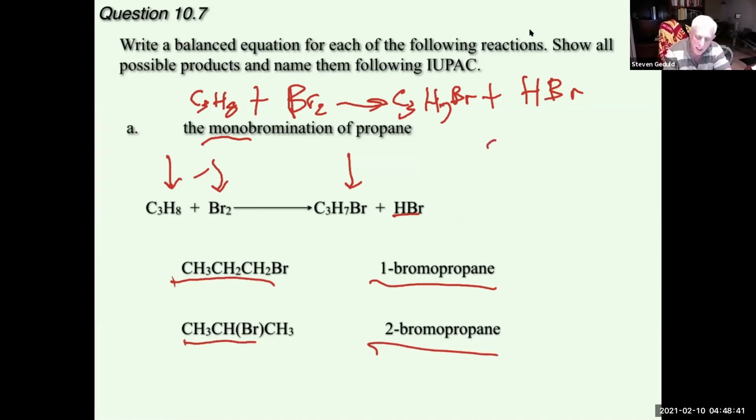So C3H7Br could be bromine, could be here. That's right. It says list all products, all possible products. Or the bromine. And this is propane.